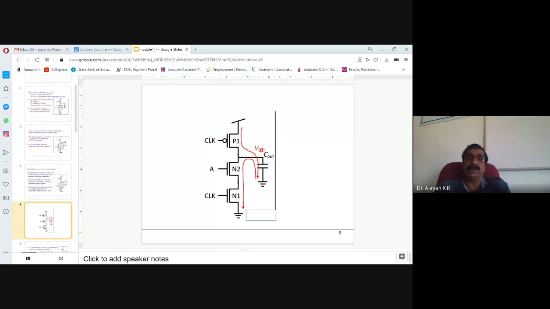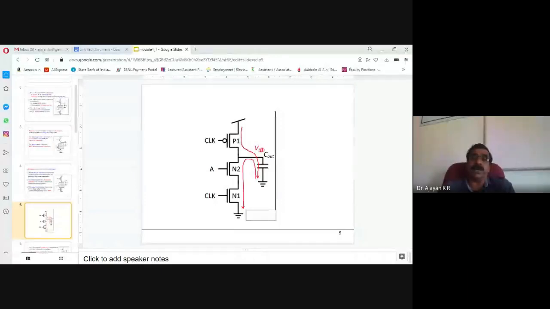Now if you consider the input condition A equal to 0, during the positive period of the clock, that is clock is on, N1 is on, P1 is off. P1 is off means the capacitor will not charge further. But in the negative period, the capacitor is already charged. Then input A is equal to 0. So for N2, VG is equal to 0, VS is equal to 0. So VGS becomes 0 minus 0, so VGS is equal to 0. So VGS is not greater than VT, N2 is off. N2 is off means the output capacitor will hold the previous condition. The previous condition is VDD. So when input is 0, output is on.